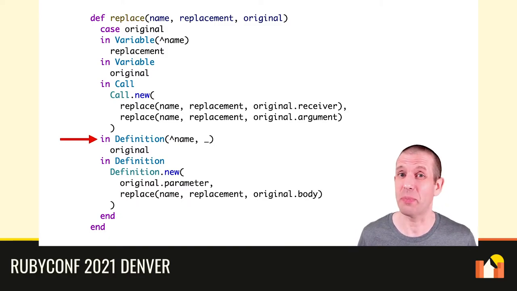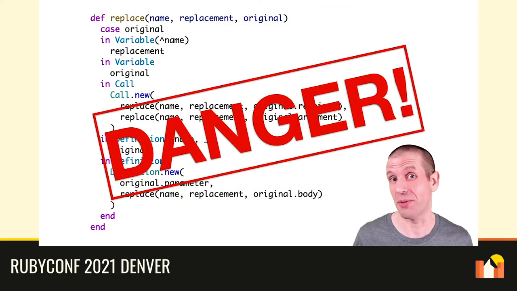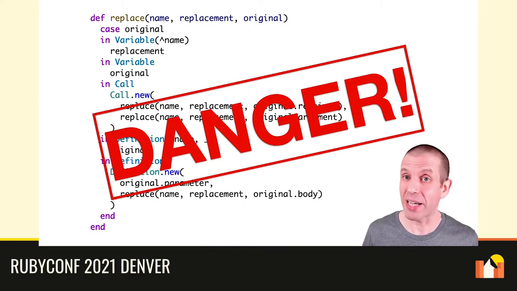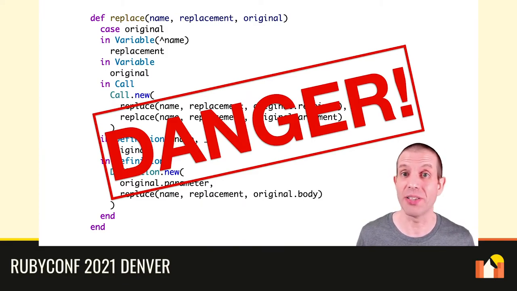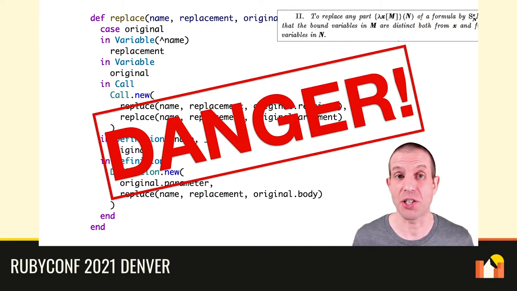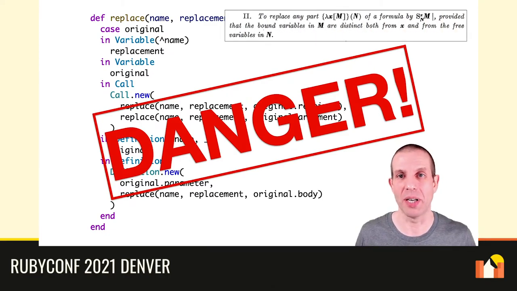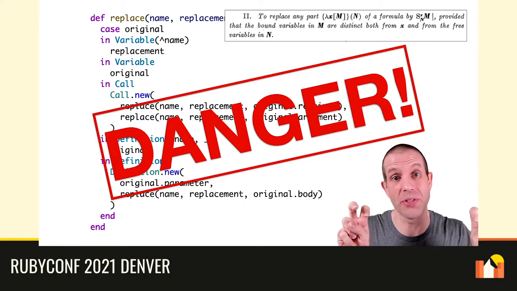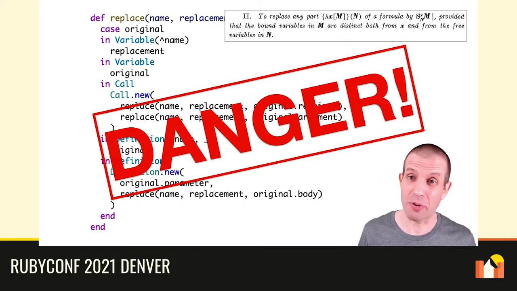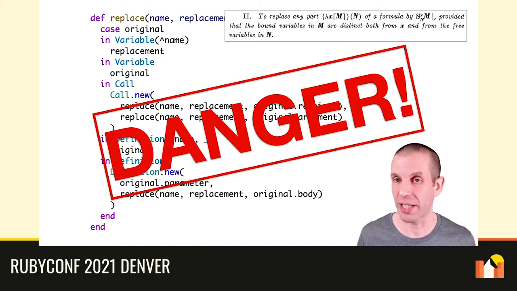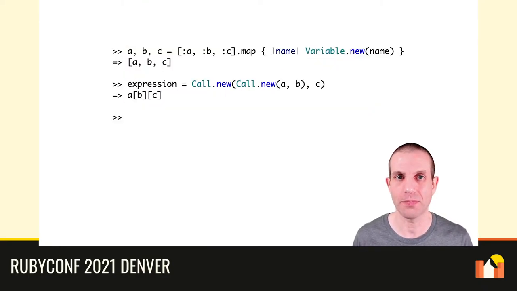As a footnote, please be aware that we would need a more complex implementation if the replacement might contain variables whose names don't refer to any parameter, which is why that Church paper says we can only do this replacement provided that the bound variables are distinct. But we don't have that problem in any of the expressions we're evaluating, so in this specific situation, we can get away with something simpler.